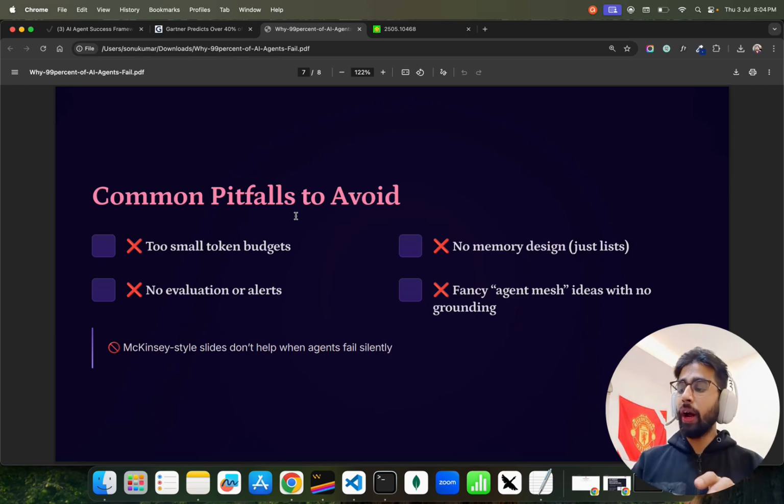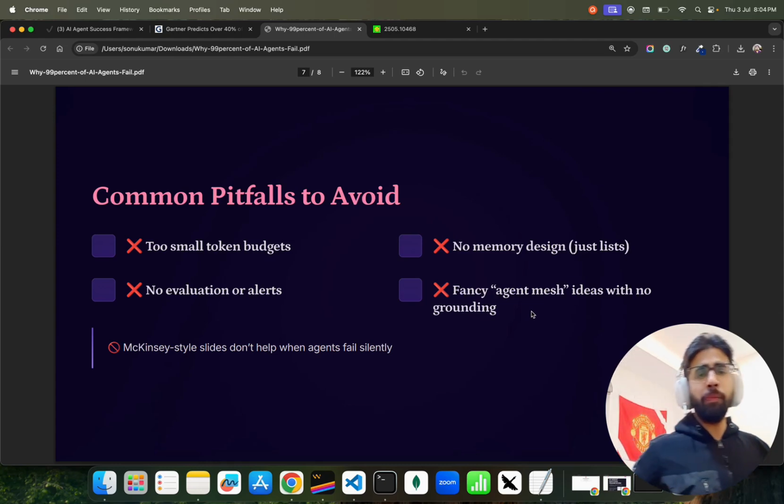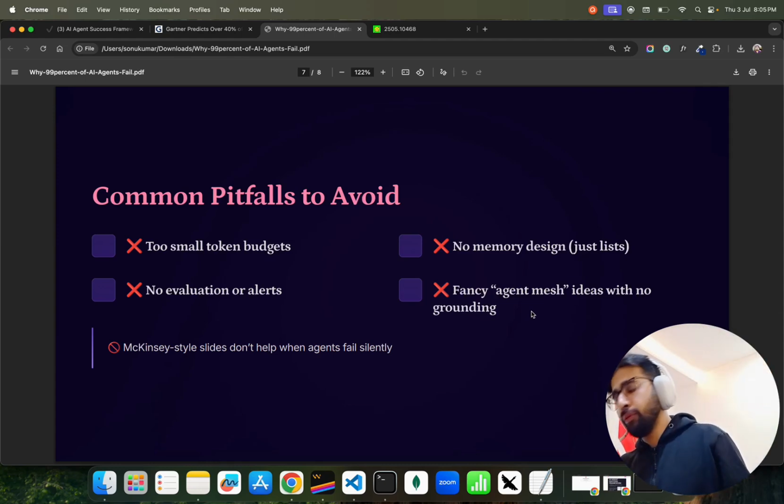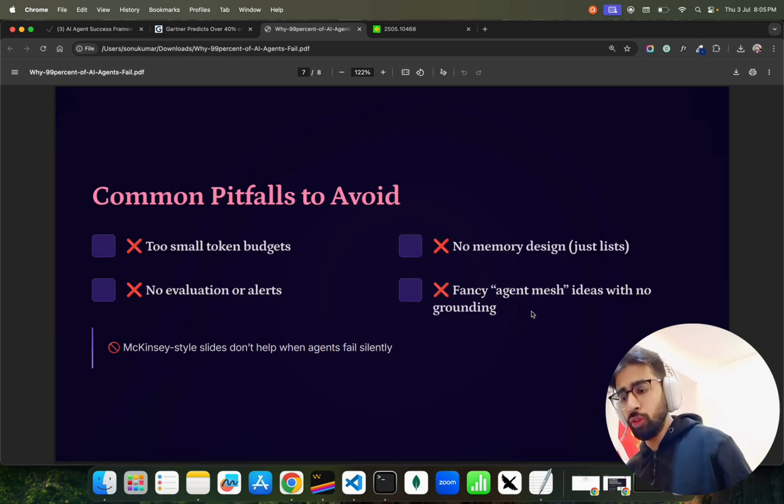Common pitfalls to avoid: too small token budgets. Please don't do that. POC is fine, but that's where you struggle, fancy agent mess ideas with no grounding. I think that's where a lot of enterprise leaders kind of struggle because they haven't built anything. They learn from different blogs. Until you implement that and really do trial and error experimentation, it's very difficult to read from a blog and figure out something. So don't go into fancy agent mess ideas. You have to ground stuff based on your use cases and a lot of other variables like budgets and uses and whatnot. Memory design is really important.